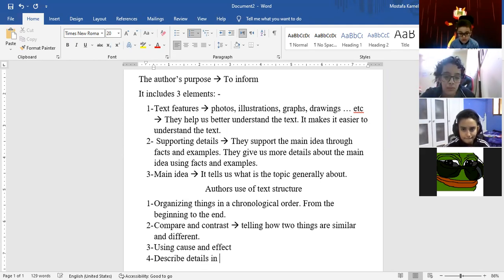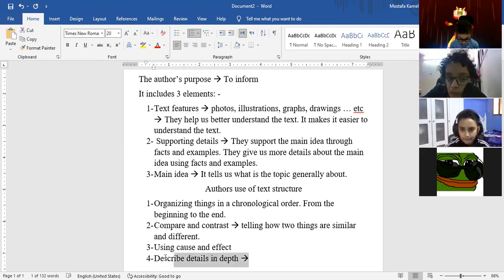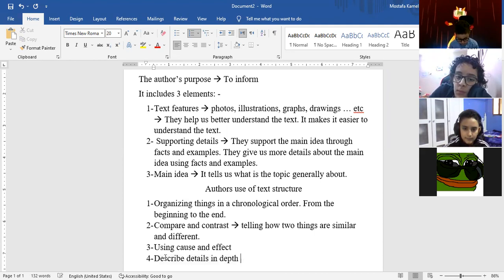Describe details in depth. And usually, guys, with this kind of text structure, it talks about one thing only, and it keeps talking about it. For example, if it's talking about cars, it will talk about every single thing about the car. It won't leave a bit. It talks about almost everything.